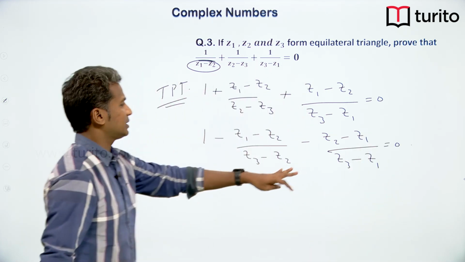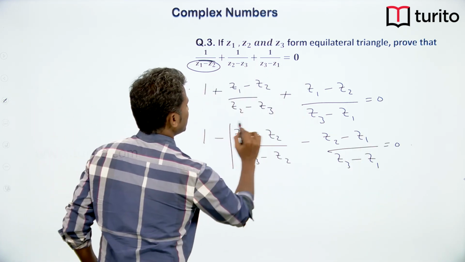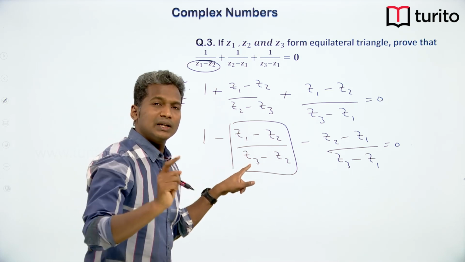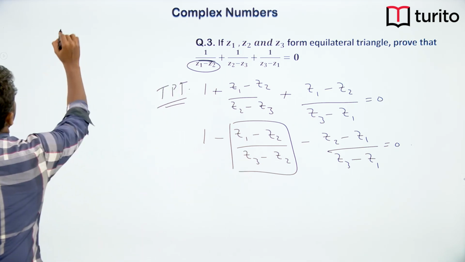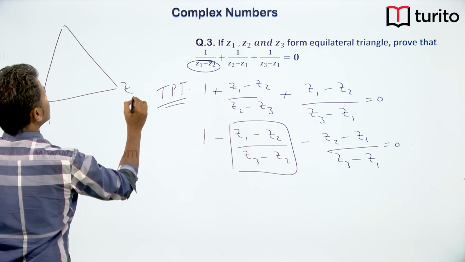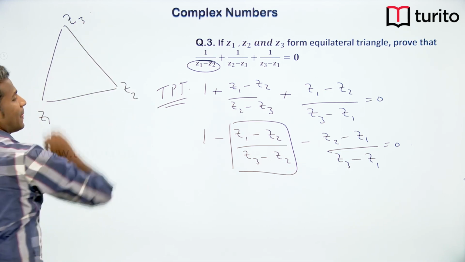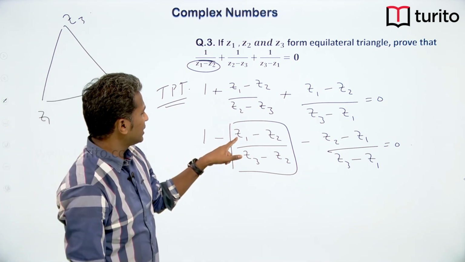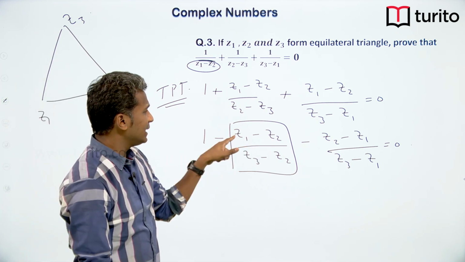Okay, we need to prove this. Now, here if you observe this, you can understand that this is in the rotation form. Now, let us take an equilateral triangle. This point is, let us say, Z1, this is Z2, this is Z3. Now, here it means there is a vector starting from Z2 and ending at Z1.